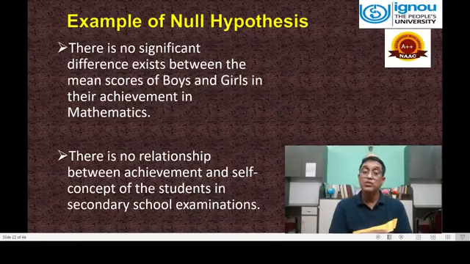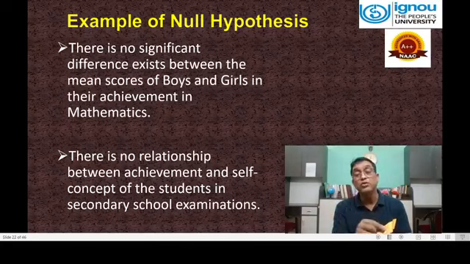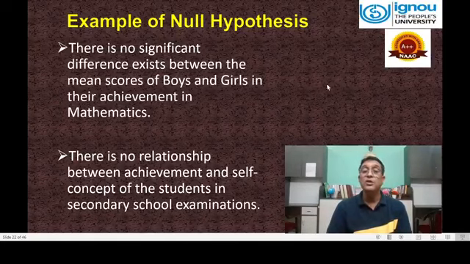Okay, so in these two examples you will find that we have used the concept of null hypothesis. And for testing the null hypothesis you have to use a statistical technique. Just like in the first example, you have to use the t-test, and in the second example you have to use the correlation statistics.